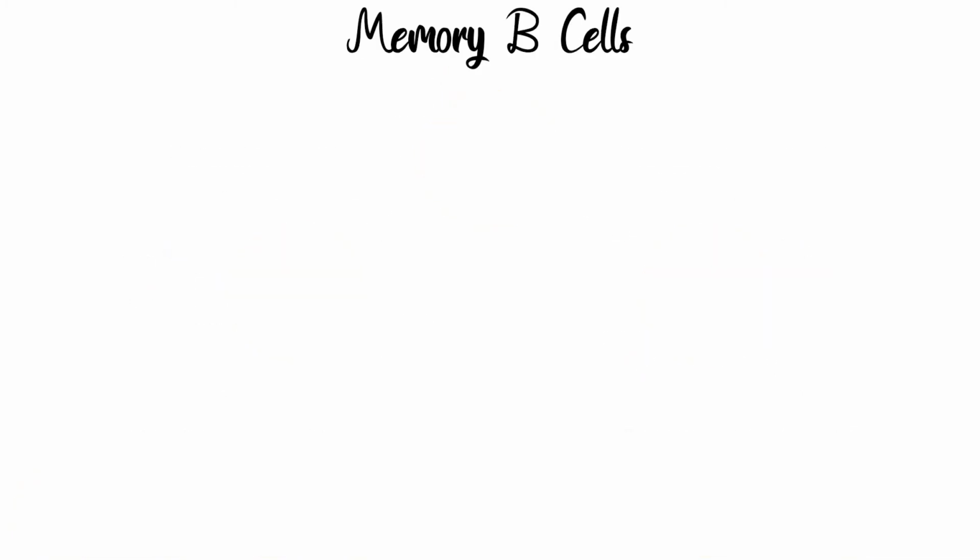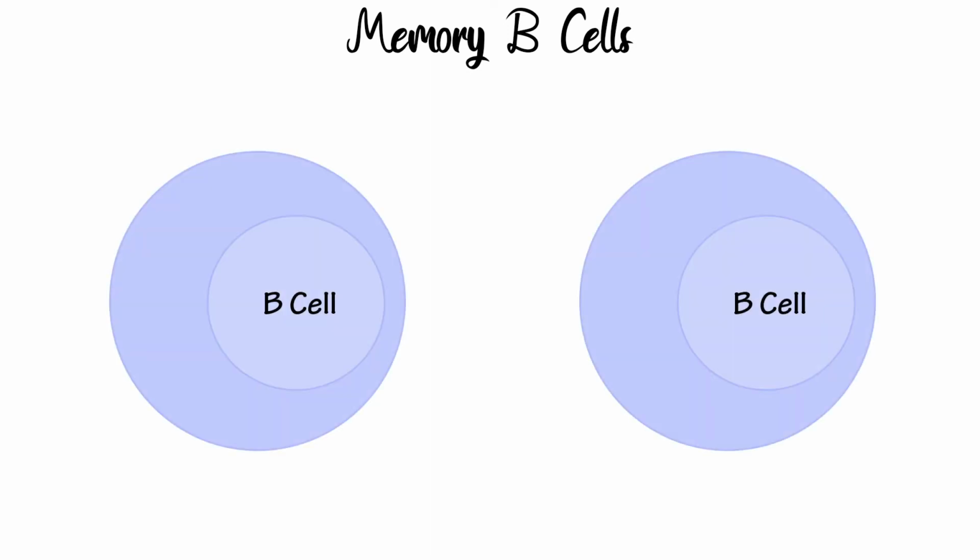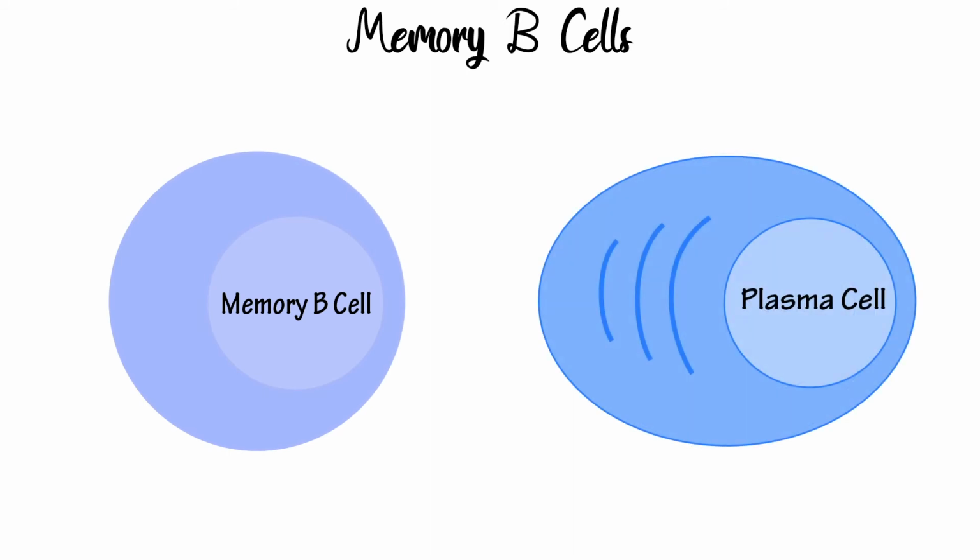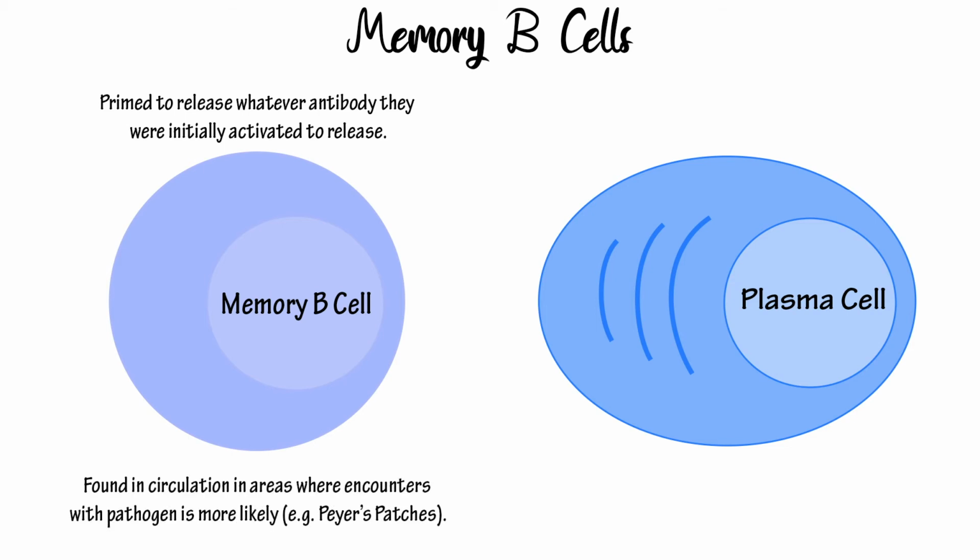But what about memory B cells? As we've mentioned previously, when B cells mature, they develop into memory B cells or long-lived plasma cells. Memory B cells are primed to release whatever antibody they were initially activated to release. They are found in circulation in areas that are likely to encounter pathogens, like Peyer's patches. This is because to release these antibodies, memory B cells need to be re-stimulated by the pathogen. This means more specific and therefore more effective antibodies can be released quicker upon reinfection.